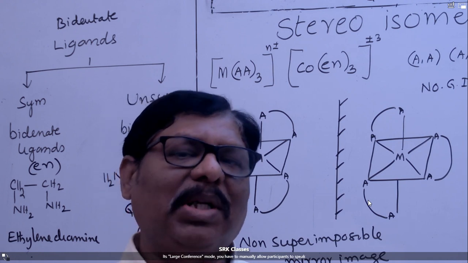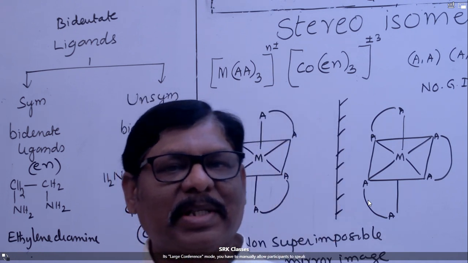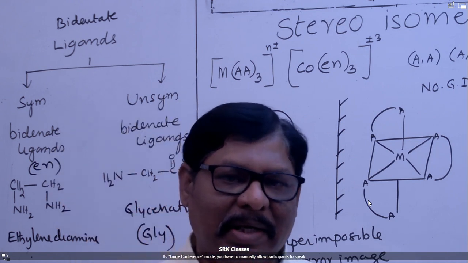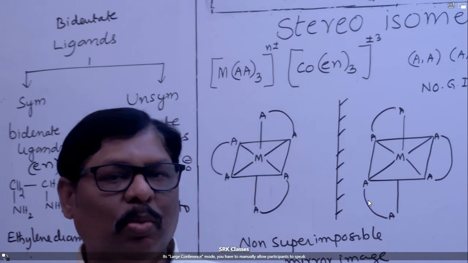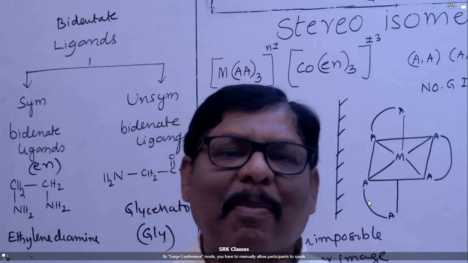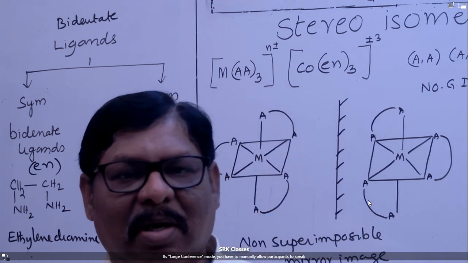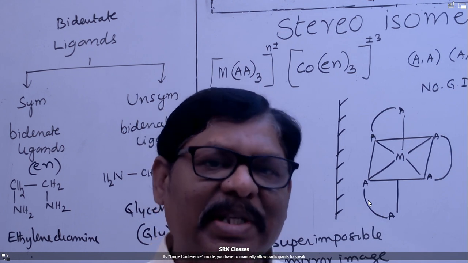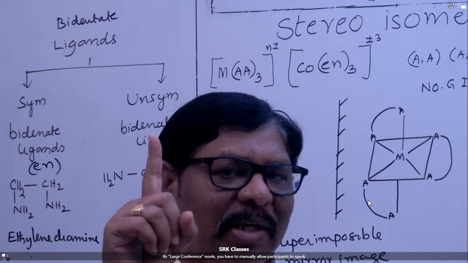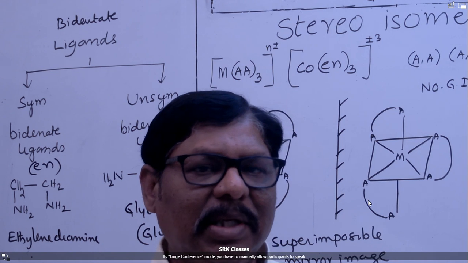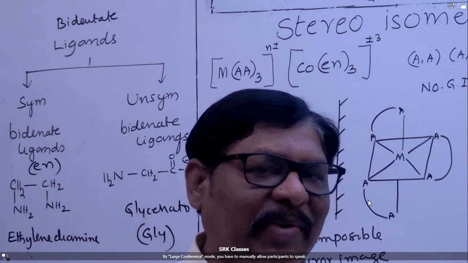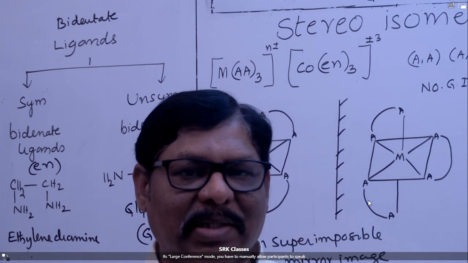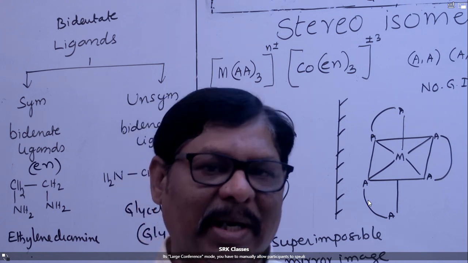Now first, what are bidentate ligands? First we'll discuss the definition. Bi means what? Two. A ligand which is capable of donating 2 pairs of electrons is said to be a bidentate ligand. A ligand which is capable of donating only 1 pair of electrons is called monodentate. If it is capable of donating 2 pairs of electrons, it is a bidentate ligand. Today we are taking bidentate ligands.